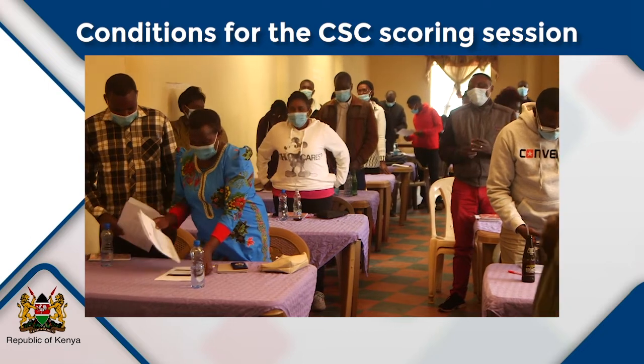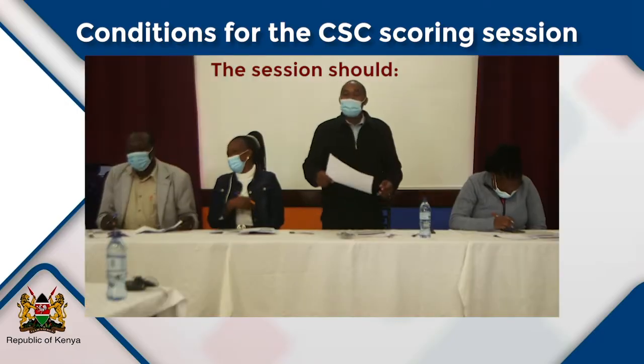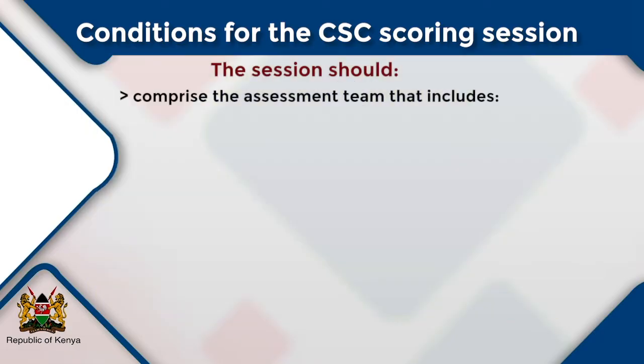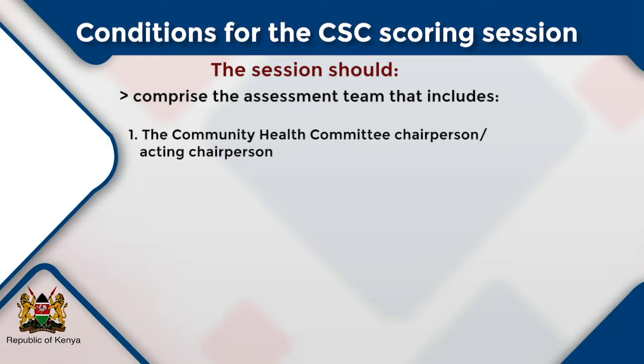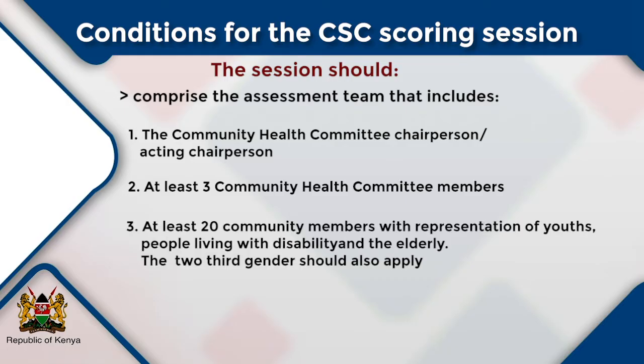Conditions for the community scorecard scoring session. The session should comprise the assessment team that includes 1. The CHC chairperson or acting chairperson. 2. CHC members. At least 3 CHC members. 3. At least 20 community members with representation from youths, people living with disability and the elderly. The 2/3 gender rule should also apply.